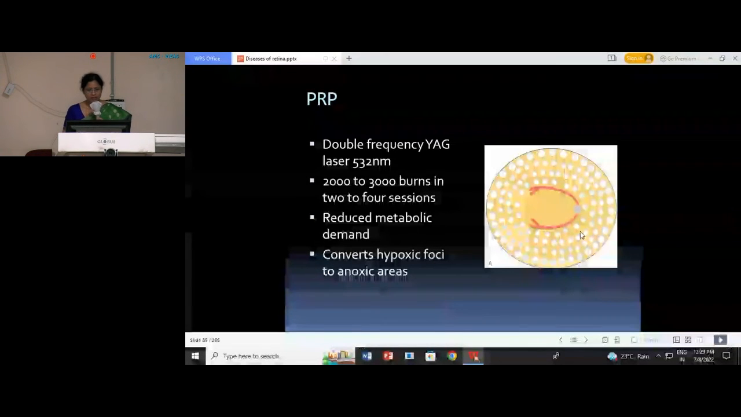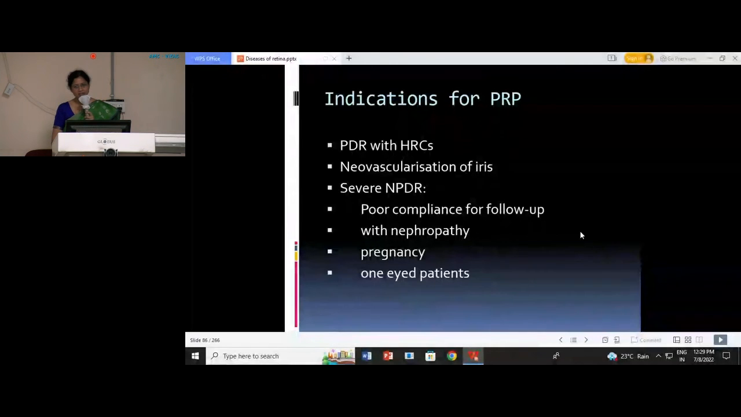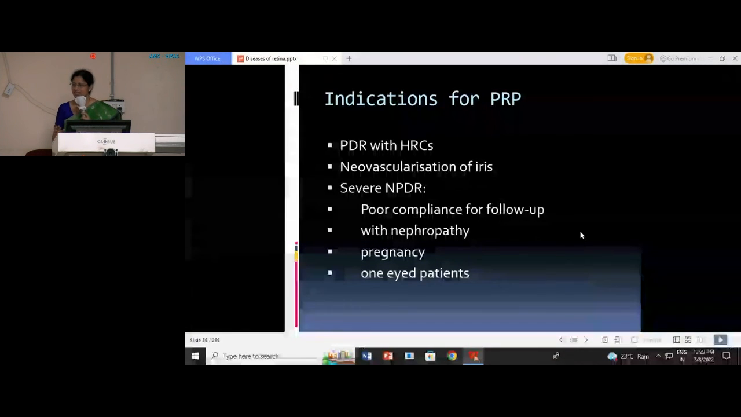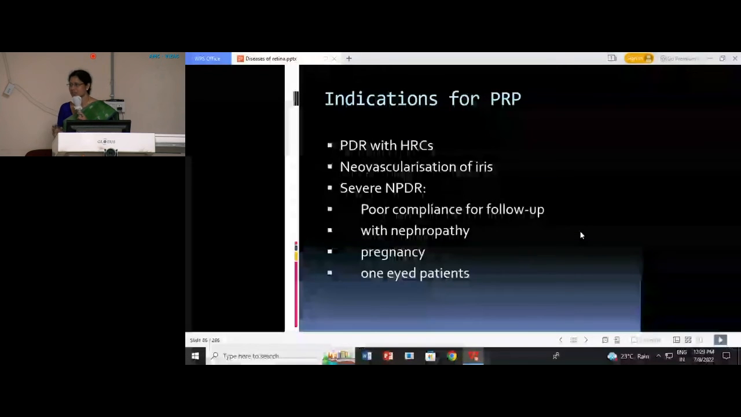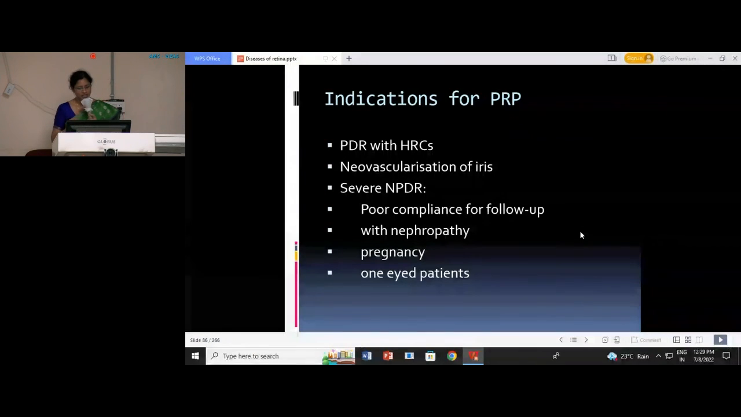What are the indications for PRP? PDR with high-risk characters and neovascularization of the iris. Even in severe NPDR, actually it is indicated in proliferative diabetic retinopathy, but even in non-proliferative diabetic retinopathy, there are some circumstances where we do advise PRP. That is poor compliance for follow-up, and then patients with nephropathy, pregnancy, and one-eyed patients should also be posted for PRP, pan-retinal photocoagulation. Then coming to the surgical treatment.